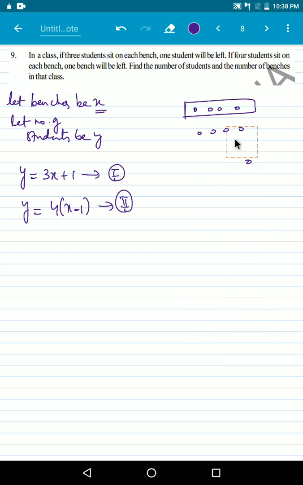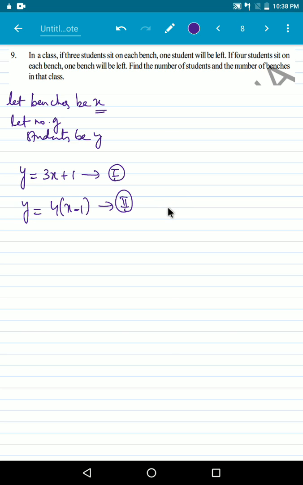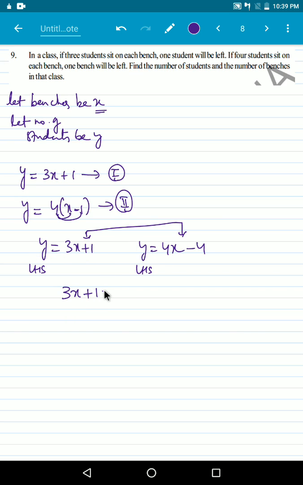Now we got two equations. We need to simplify these two equations using either the elimination method or the substitution method. So we have y is equal to 3x plus 1 and y is equal to, let us multiply this, 4 into x is 4x, 4 into 1 is 4, so 4x minus 4. We have two equations like this. If you observe carefully, here LHS is y, here also LHS is y. So these two RHS should be the same. LHS are the same, y and y, that means RHS should be the same, right? So 3x plus 1 should be equal to 4x minus 4.